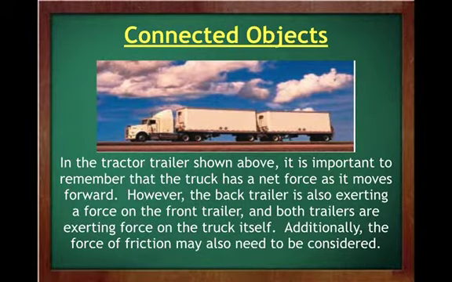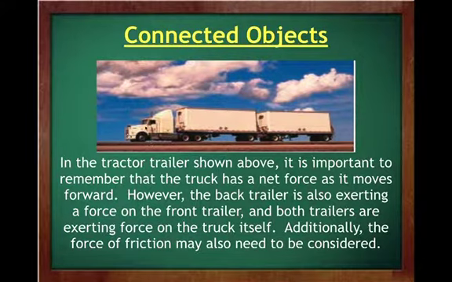Like I said, with connected objects, you can think about it in terms of tractor trailers. So you've got essentially 3 masses here: the truck and the 2 trailers. The truck obviously has a net force as it moves forward. Not all the forces are balanced, because we are ultimately moving.